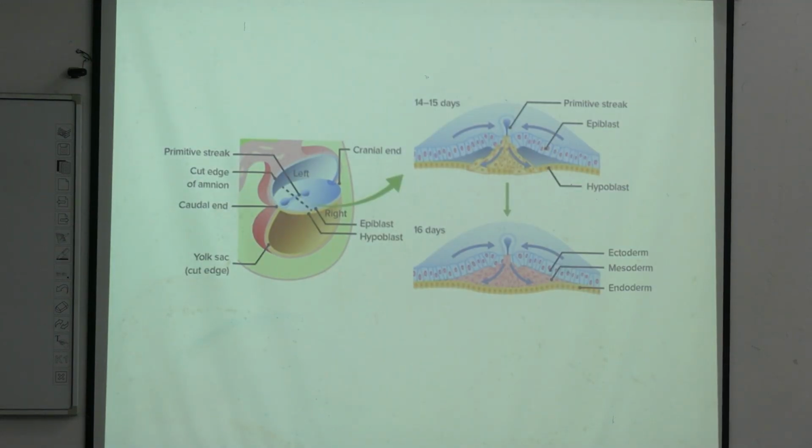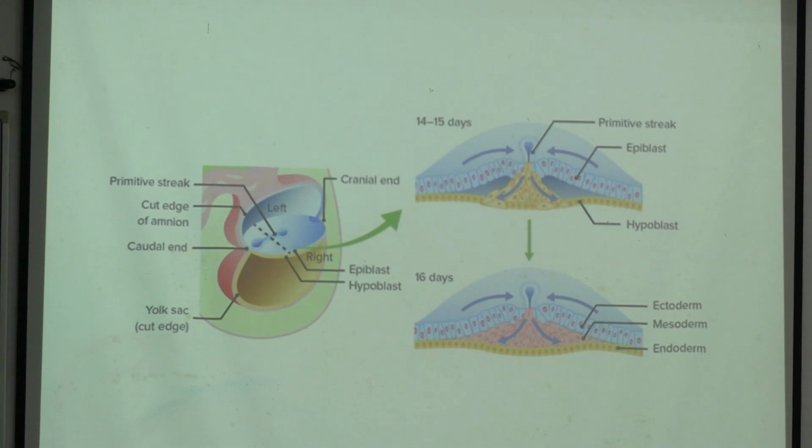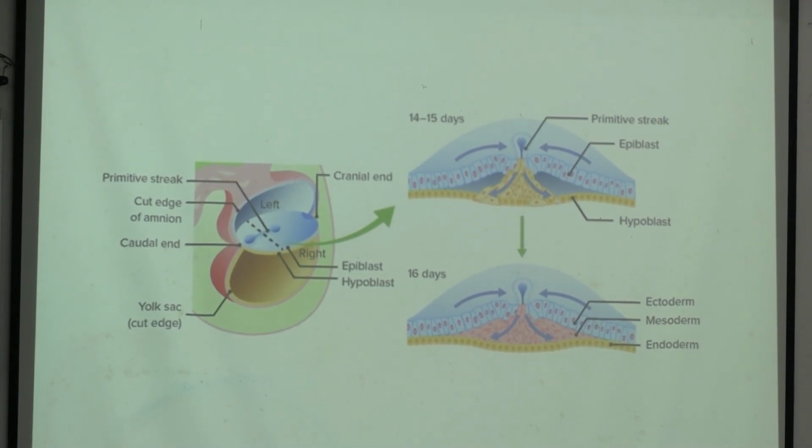Next, this primitive streak, we call it the primary organizer. It means it organizes the cells, mainly the epiblast cells, into different forms, right?